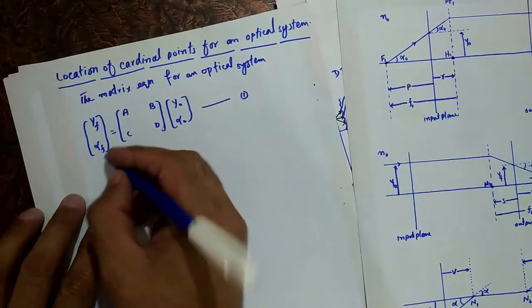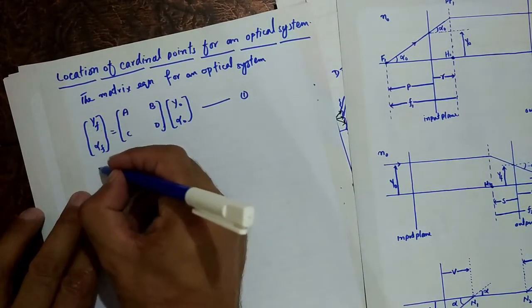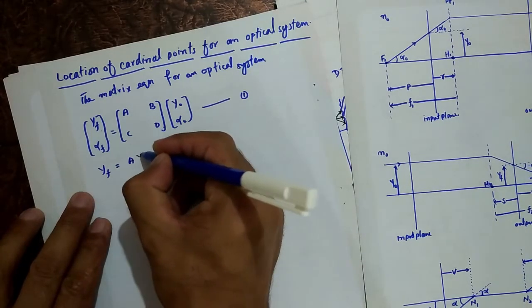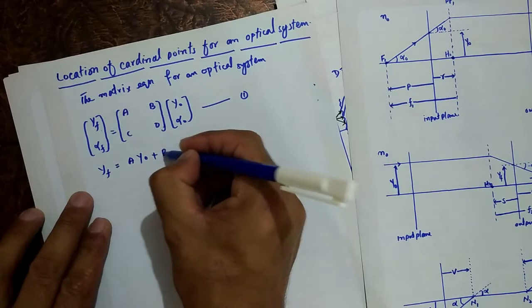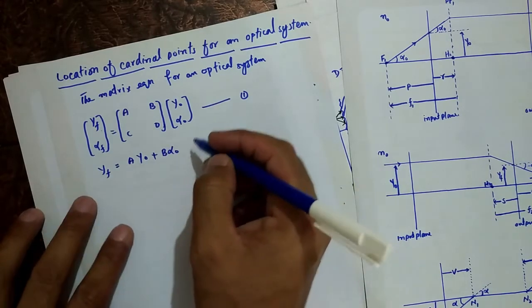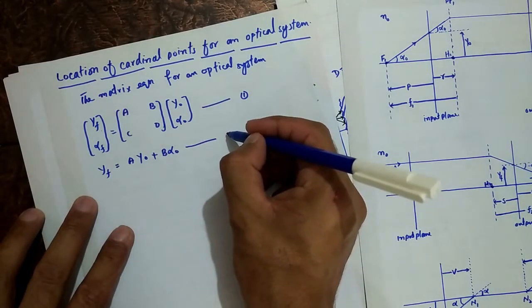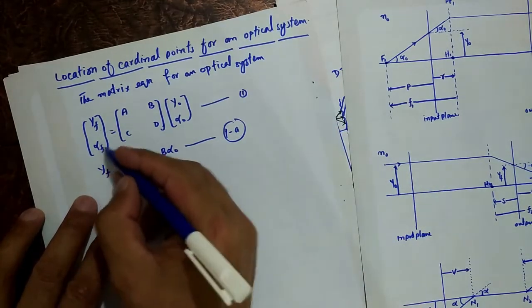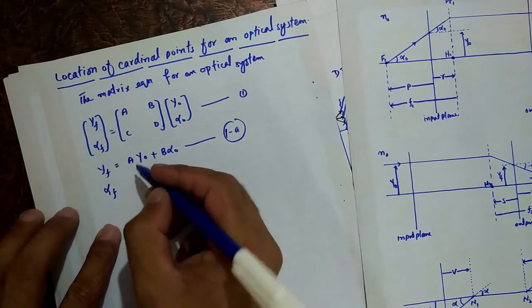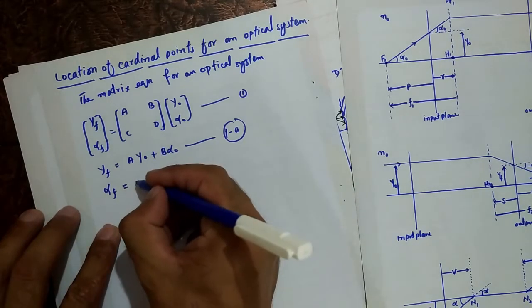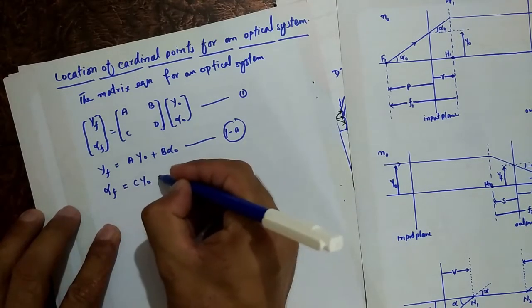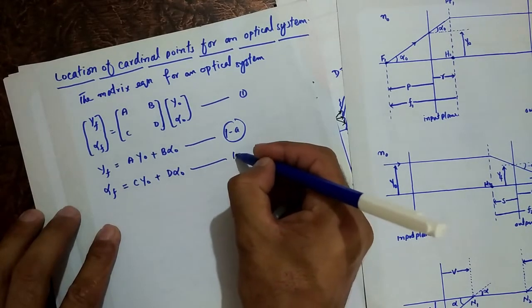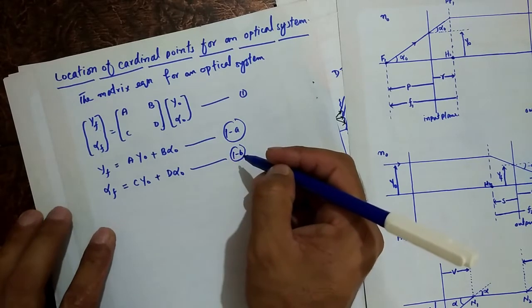Or in equation form, we can write them as yf is equal to A y naught plus B alpha naught. This is equation number 1A. Clear? And for alpha f, we can write it as C y naught plus D alpha naught. This is 1B. Clear?